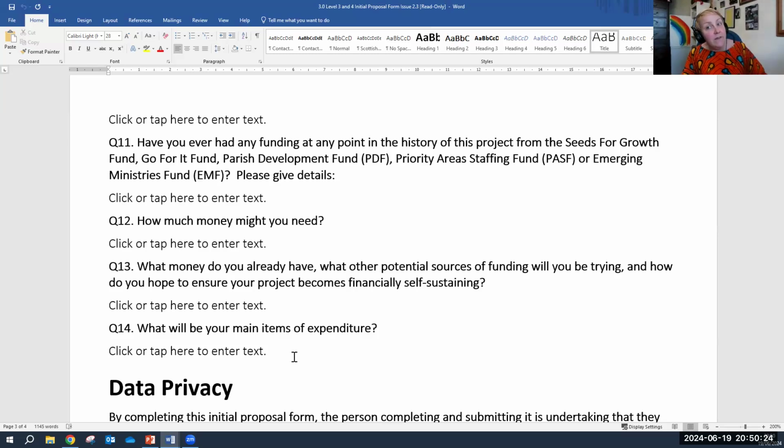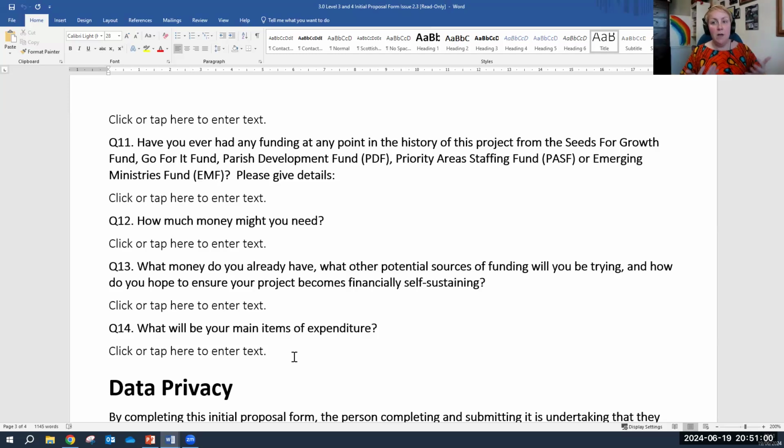So you'll see here, this is another place where we've been a bit sneaky, and we've added in 3 questions really into that one question. So we're asking you, what money do you already have? We're asking you, what potential sources of funding will you be trying? And we're asking you to just outline for us how you're going to hope to become self-sustaining. This is obviously just the initial project proposal form, IPF. So we're looking for broad brush strokes here, but this is what will be giving us a clue about whether or not you've thought through about sustainability.